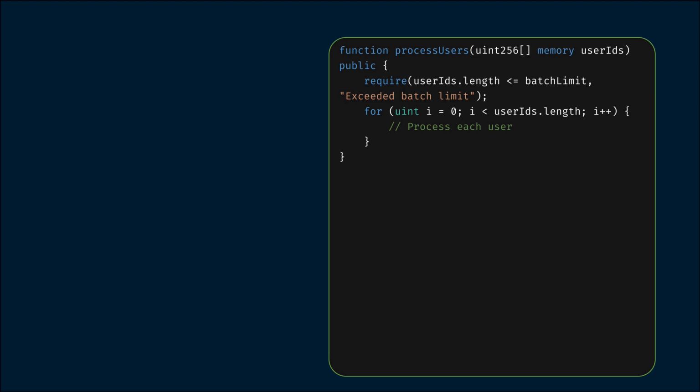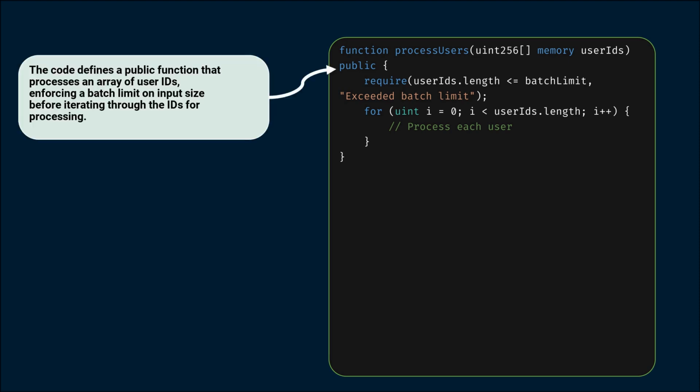Now let's see how we can implement a function to process a collection of users while managing the risk of exceeding gas limits. The function begins by accepting an array of user IDs, which allows batching multiple transactions into a single call. To ensure we don't exceed the gas limit for any single transaction, a require statement checks that the number of user IDs being processed does not exceed a predefined batch limit. This is crucial because if the batch size is too large, the transaction may fail due to running out of gas.